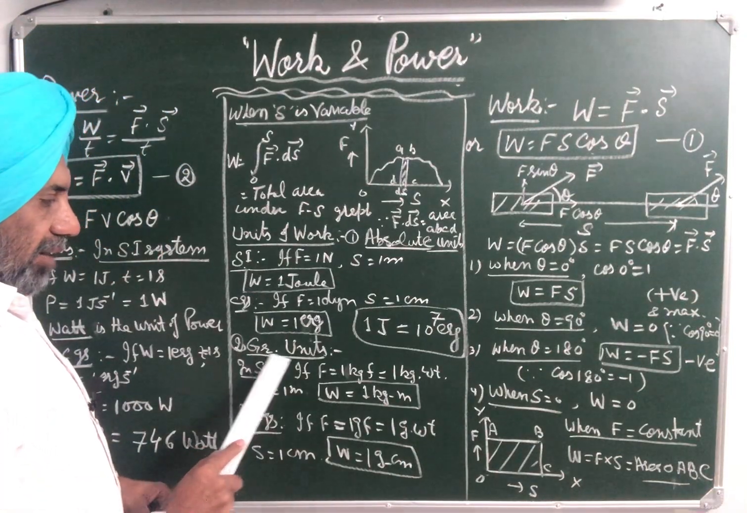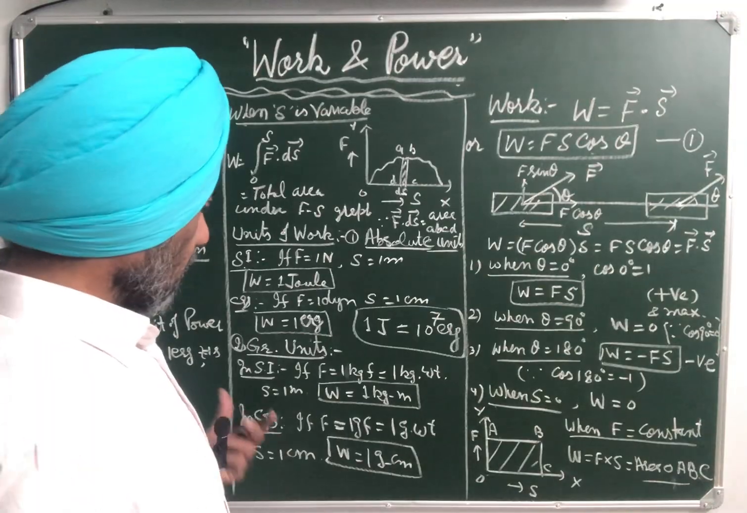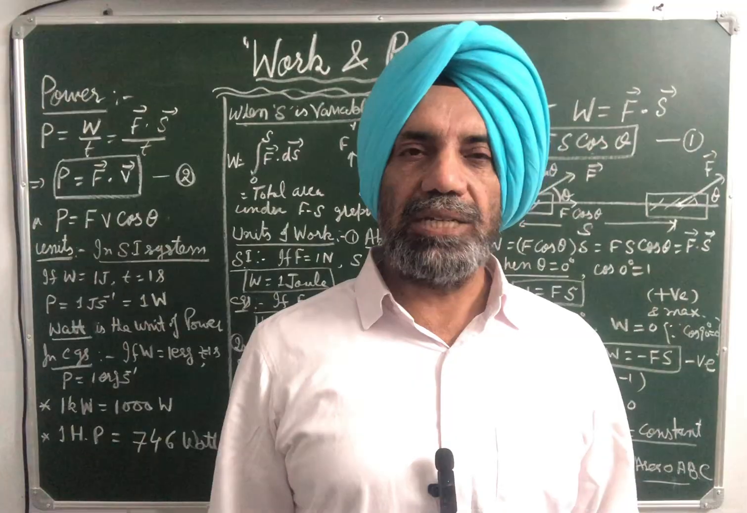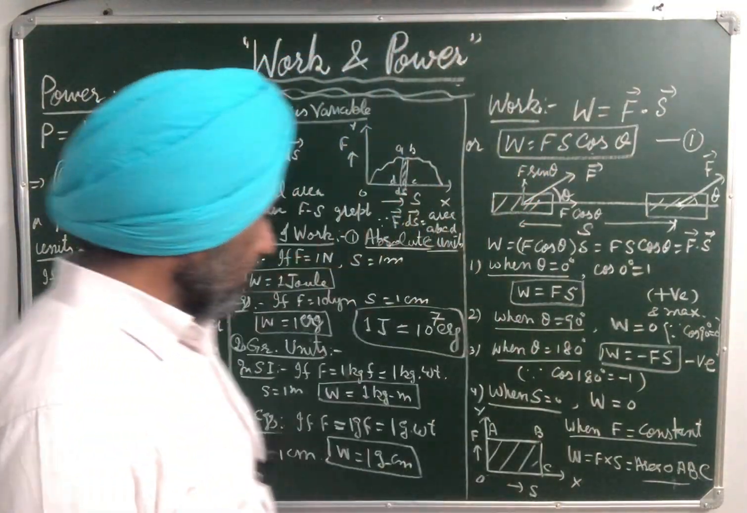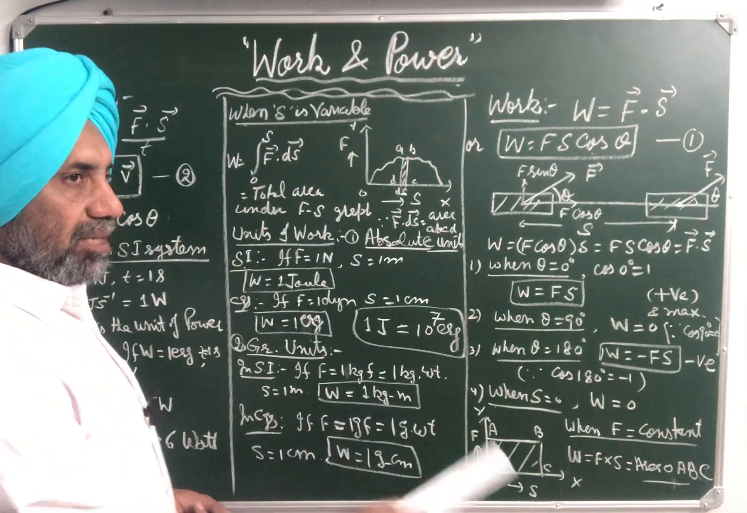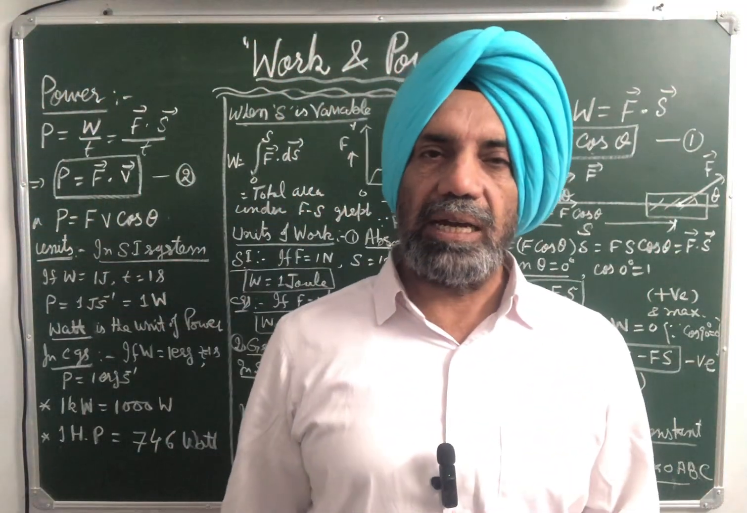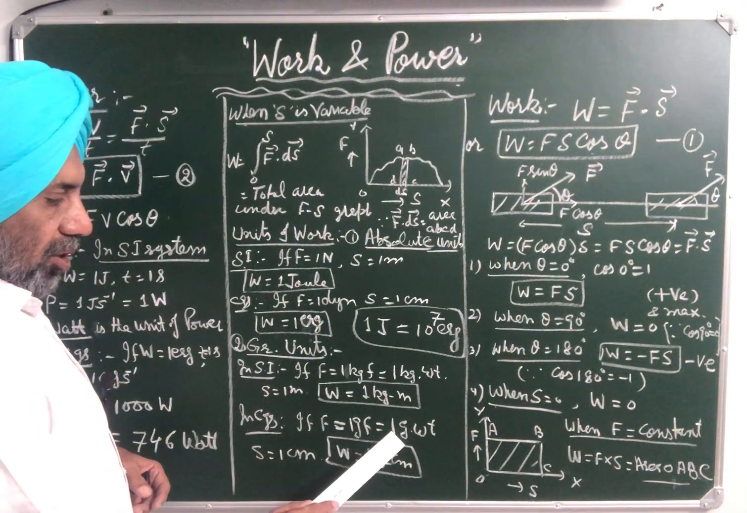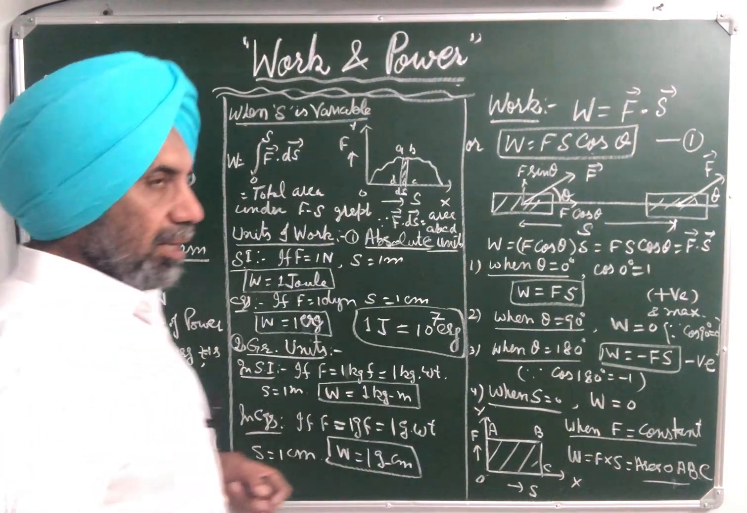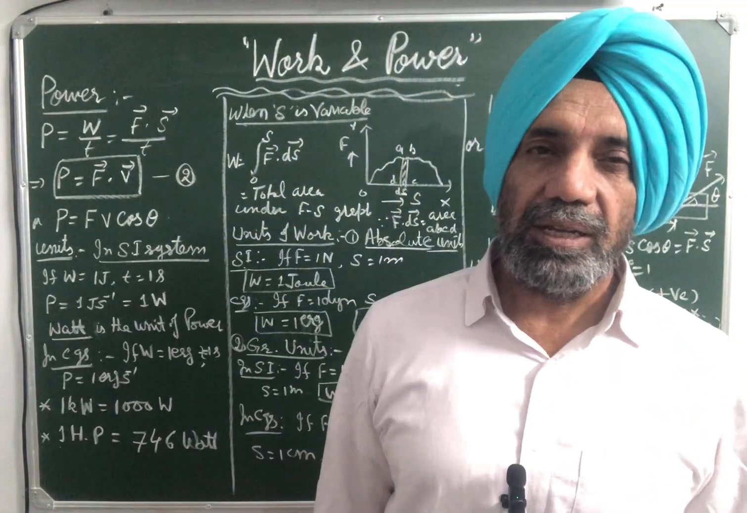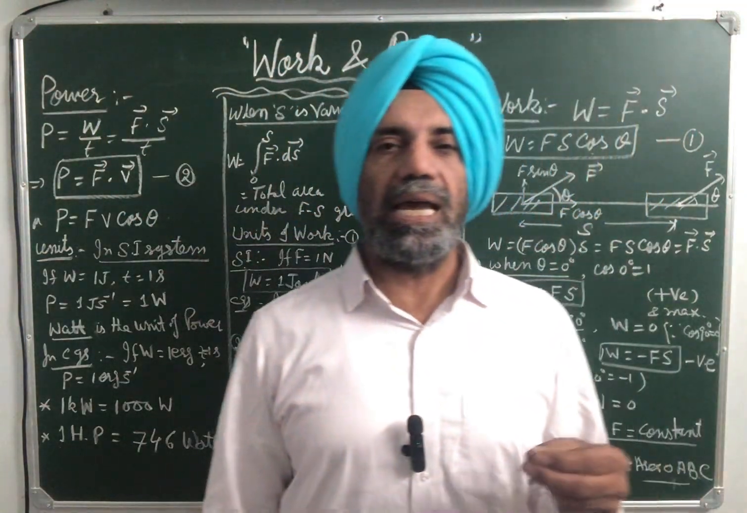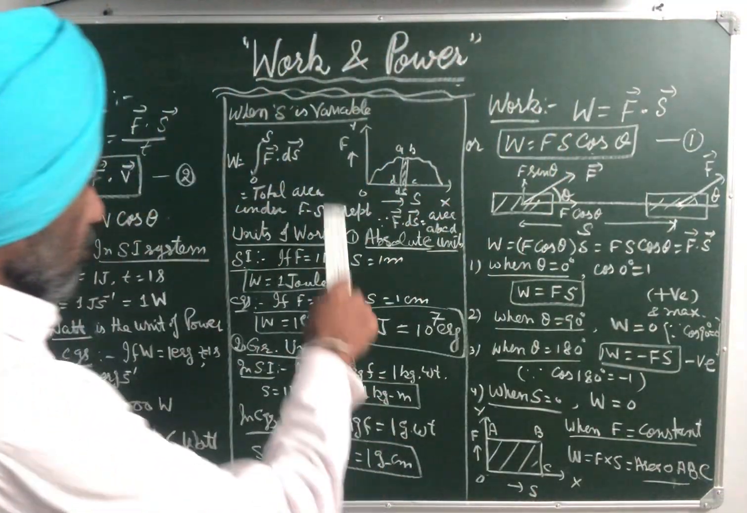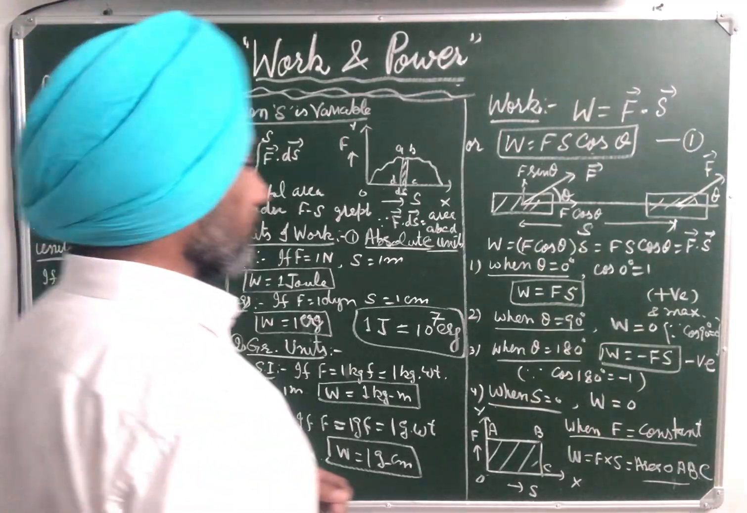Number 2, there are gravitational units. Now, in the SI system, the gravitational unit of force is 1 kg force or 1 kg weight. s is 1 meter, therefore W is equal to 1 kg meter. So kg meter is the gravitational unit of work done. In the CGS system, if F is 1 gram force or 1 gram weight, s is equal to 1 centimeter, then W is equal to 1 gram centimeter. So 1 gram centimeter is the CGS unit of work done. So these are the units of work done in the SI and CGS systems.